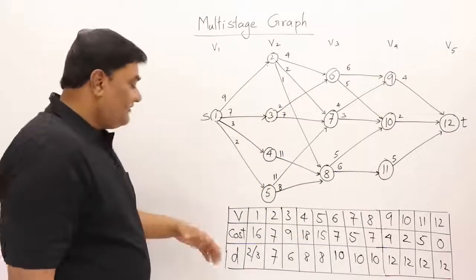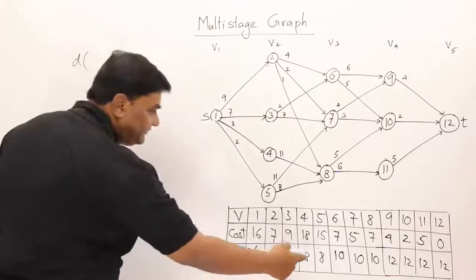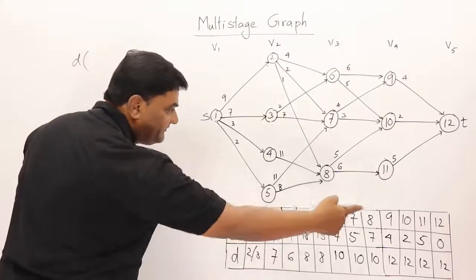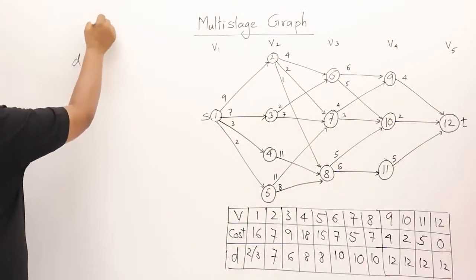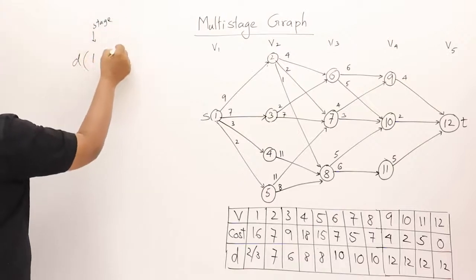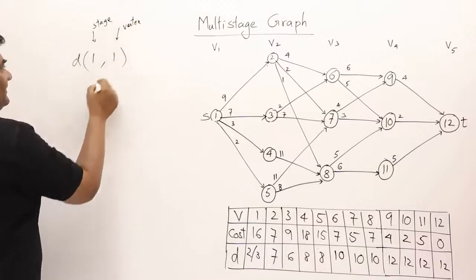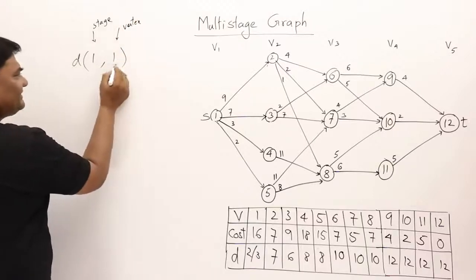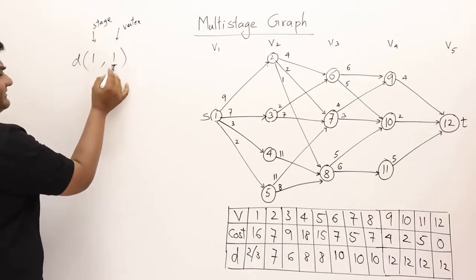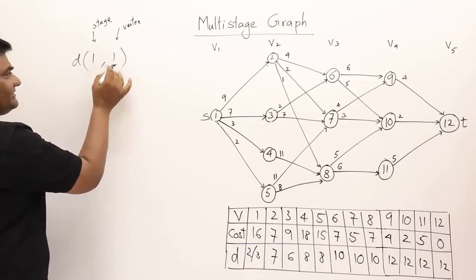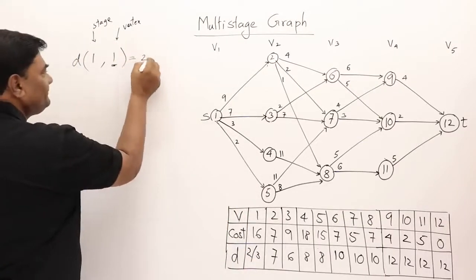Let me do that. First of all, the D values I have for 1, 2, 3, 4, all I have. So first I will write the stage number. This is the stage number, right? And then I will write the vertex. This is the vertex. D of 1 comma 1. So actually we are concerned about this. I am writing it like a formula. Okay. So this is the stage number and this is the vertex number. So we will consider this vertex number. What is the answer? 2. So let us take 2.